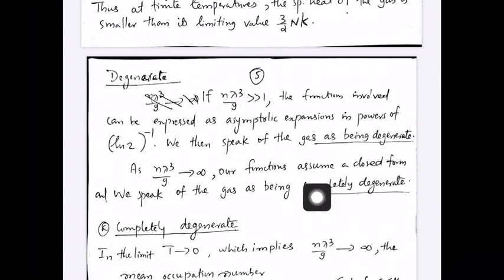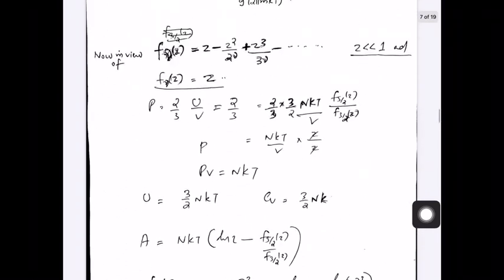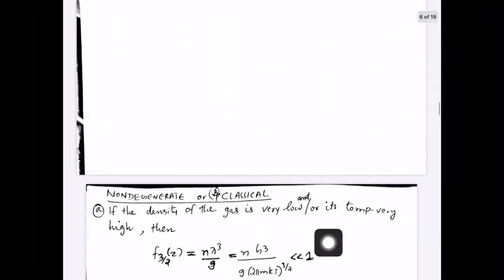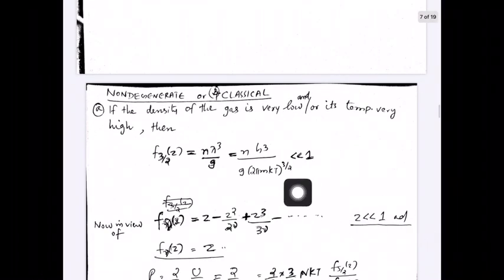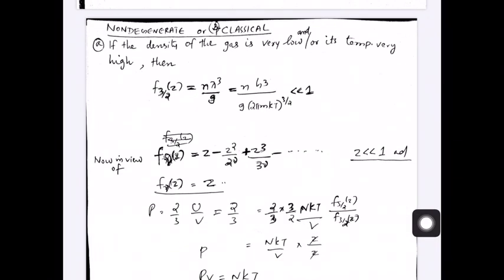For the classical case, which is also called the non-degenerate case, f_{3/2}(z) = nλ³/g. Suppose that the density of the gas is very small and the temperature is very large. Lambda has temperature in the denominator, so with temperature large, this will be a very small quantity, far less than 1. So f_{3/2}(z) will be far less than 1.